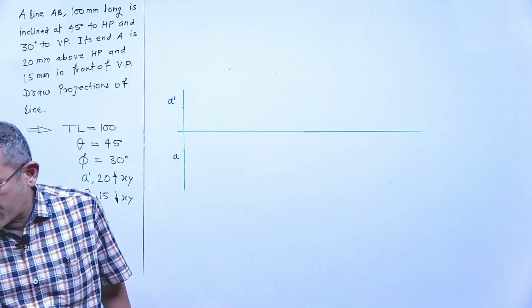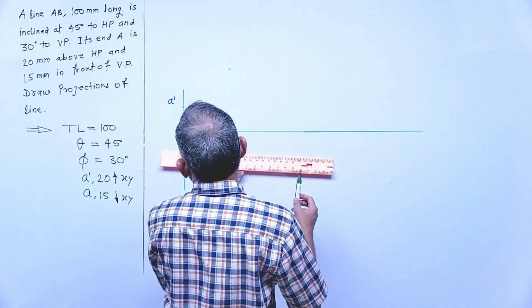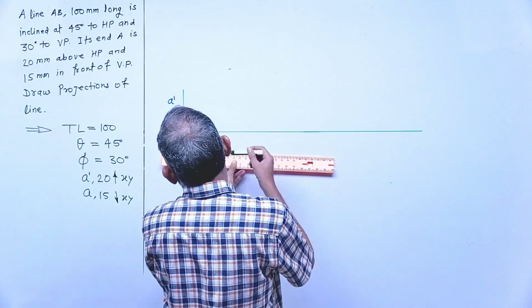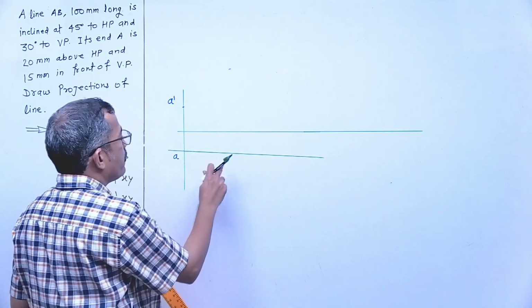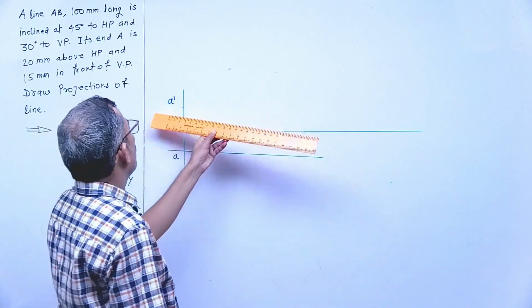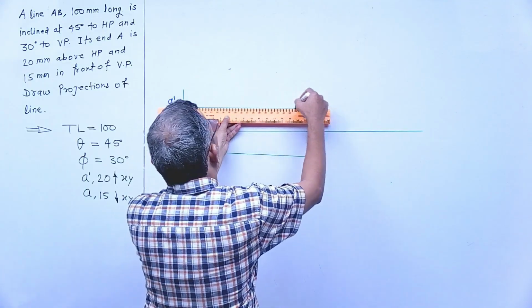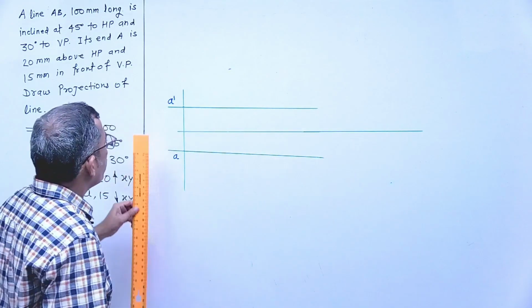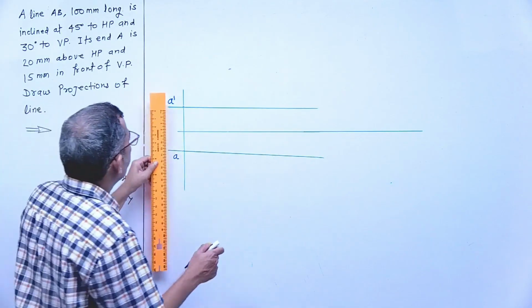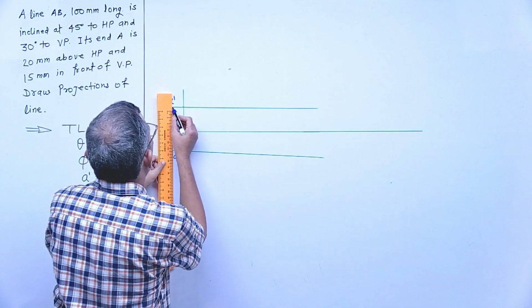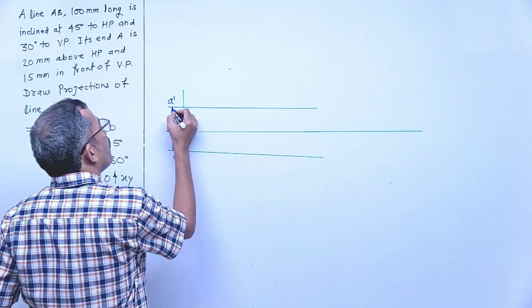Next step: we draw a horizontal line passing through a dash and a. What is the use of these lines? To represent plan length, we draw a horizontal line passing through the top view of the end. To represent elevation length, we draw a horizontal line passing through the front view of the end. These distances are 20 mm and 15 mm, so we represent them as dimensions.